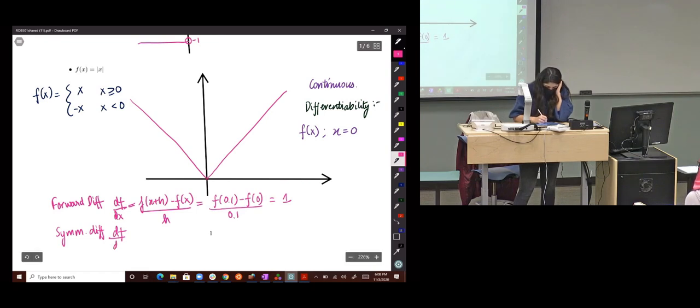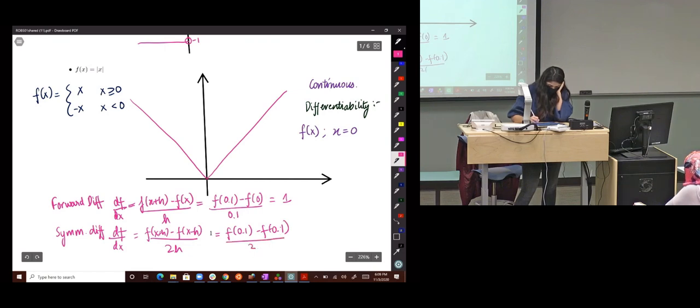From the symmetric definition, we know it is f of x plus h minus f of x minus h, divided by 2h, correct? My h is 0.1, so that becomes f of 0.1 minus f of minus 0.1, divided by 2 times 0.1. What does this become? f of 0.1 is 0.1, f of minus 0.1 is also 0.1, divided by 2 times 0.1, and that's 0.